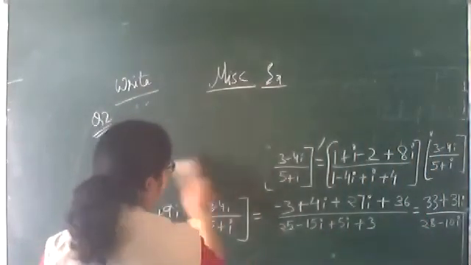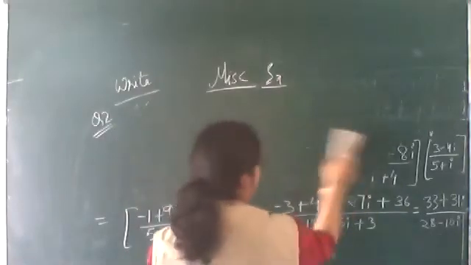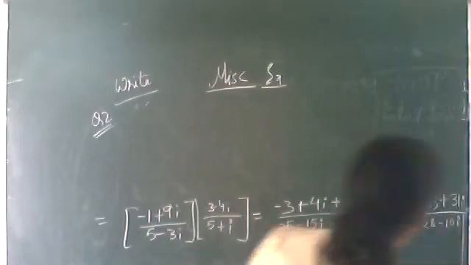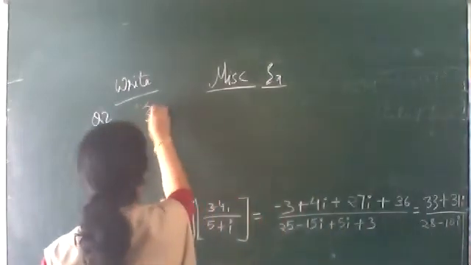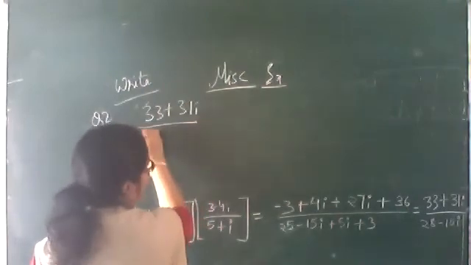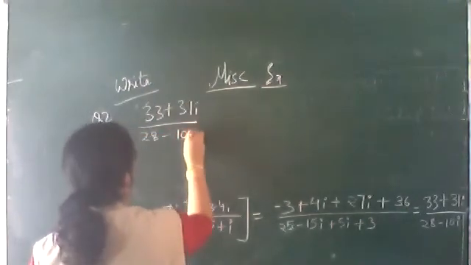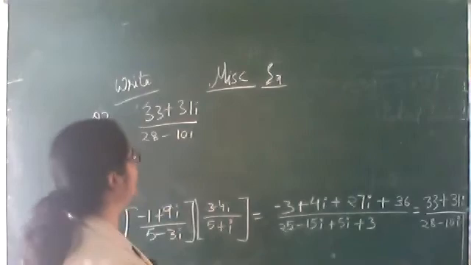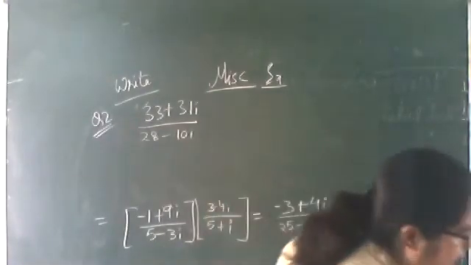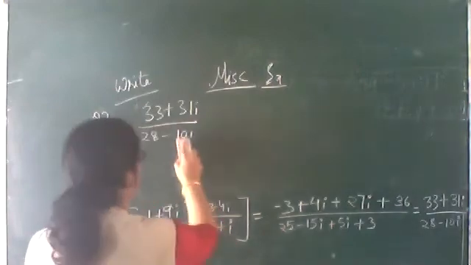I'm rubbing till second step. So what we have got? We have got (33 + 31i) upon (28 − 10i). Now can you take something common from the denominator? Yes, I can take common. What can I take common? 2 is the common factor.